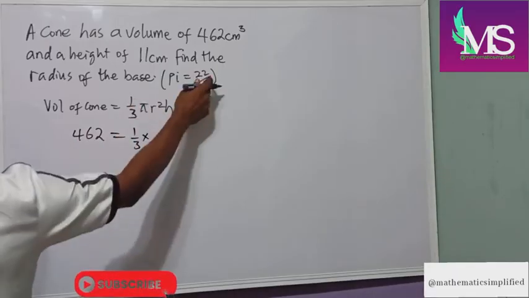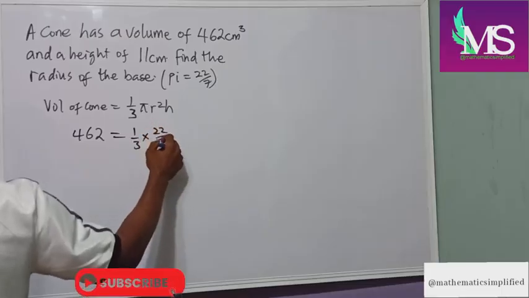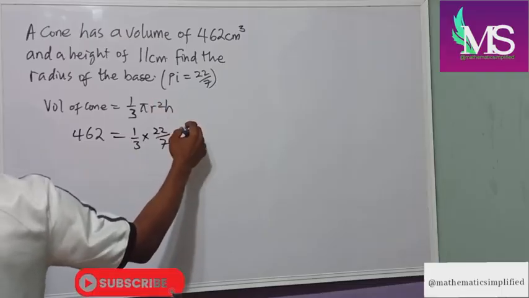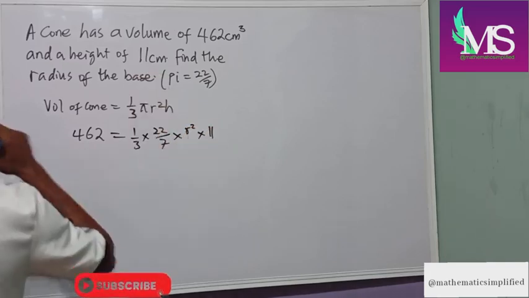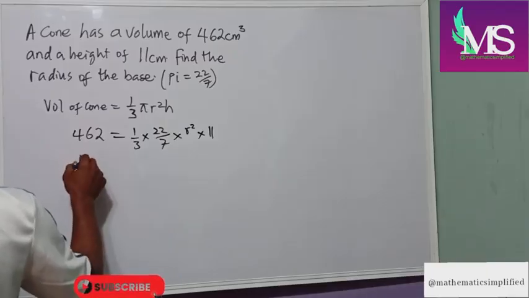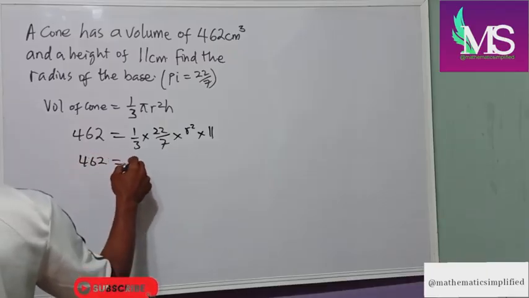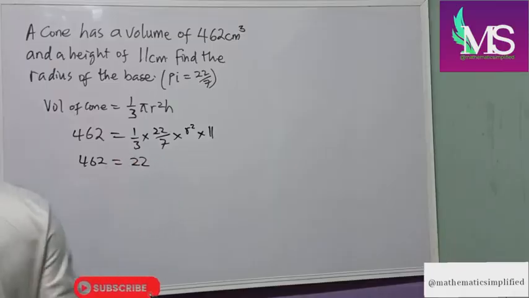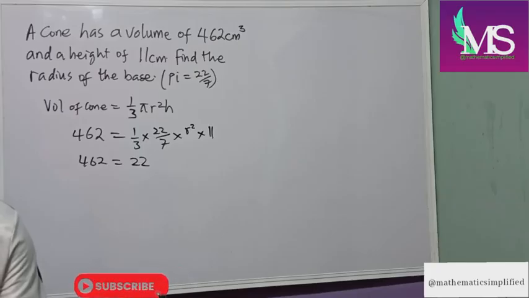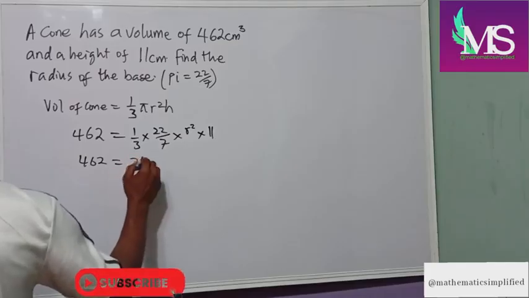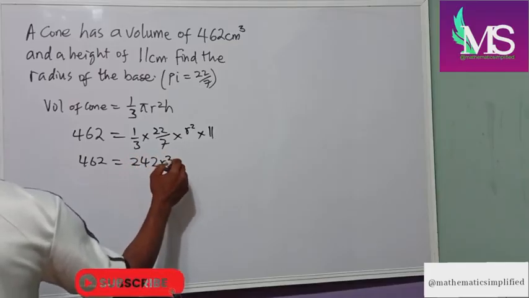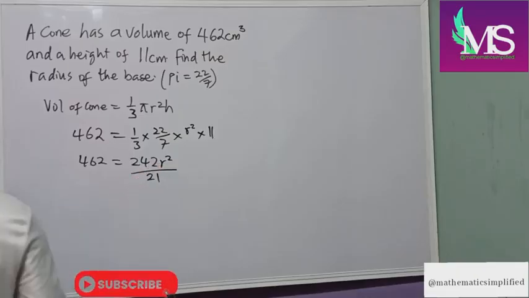1/3 times pi, 22/7, times our r, which we are looking for, times h, which is 11. So this will give us 462 equals 22 times 11, which is 242 r squared all over 21.